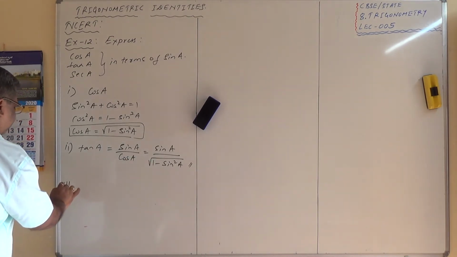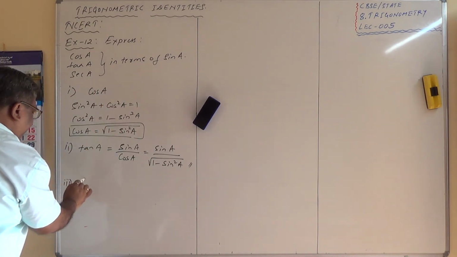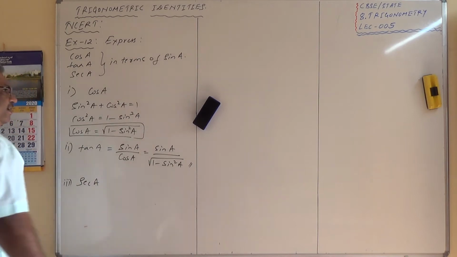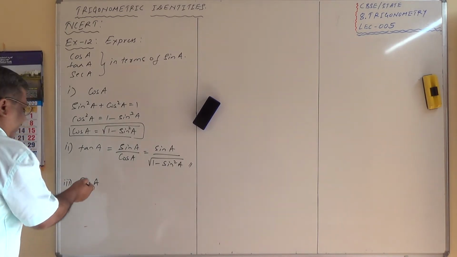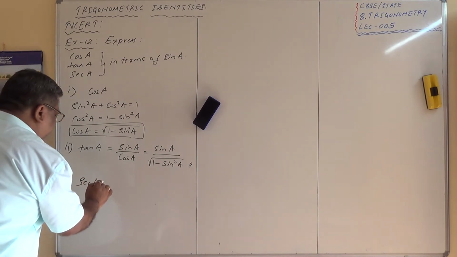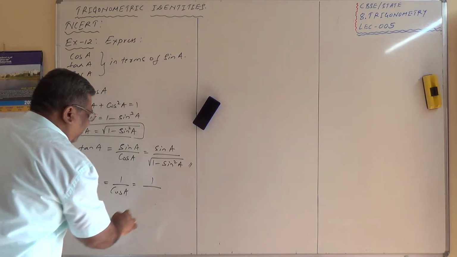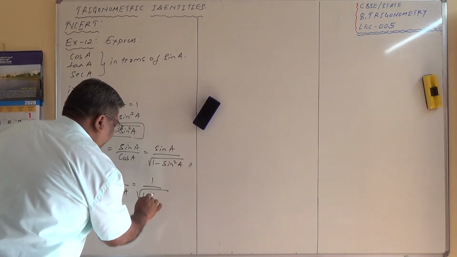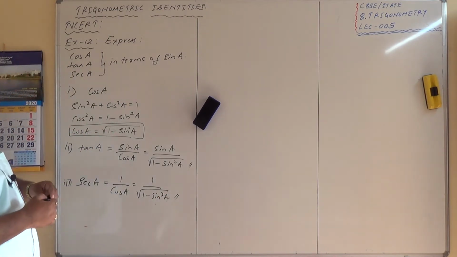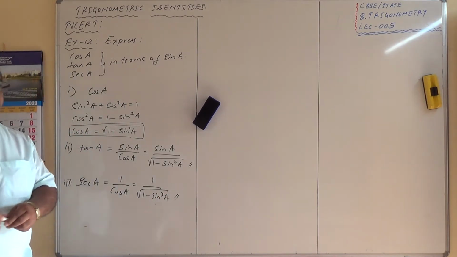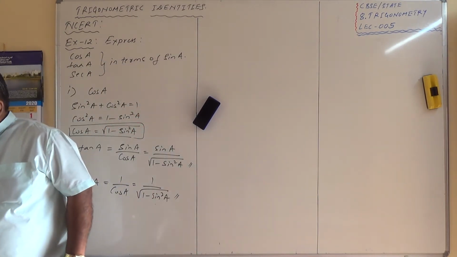Third one. Express secant A in terms of sin A. How to express secant A in terms of sin A? So we know that secant is the reciprocal of cos. Secant A equals 1 divided by cos A, which equals 1 divided by under root of 1 minus sin square A. That's all. So this is example number 12. Make a note of this one, and I think I'll continue now. You can pause the video to note down and all.